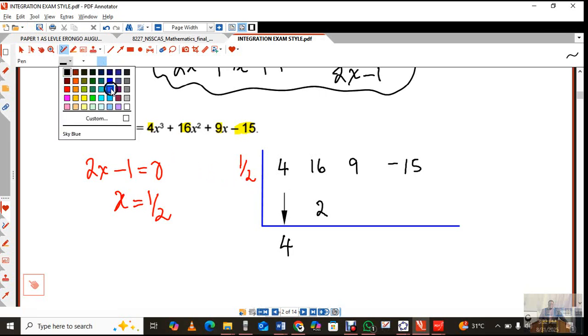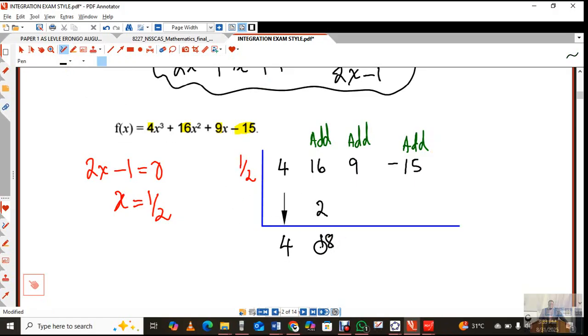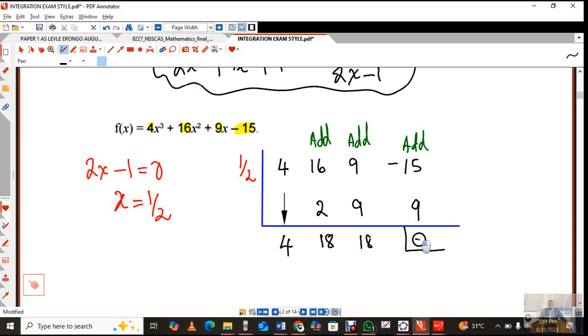So we are going to add, going in this way. So adding this will give me 18. Okay. Multiplying again, half of 18 is 9. Adding this gives me another 18. Multiplying again, half of that is 9. Right, so my remainder here is negative 6, or you can see the negative 6 over there.